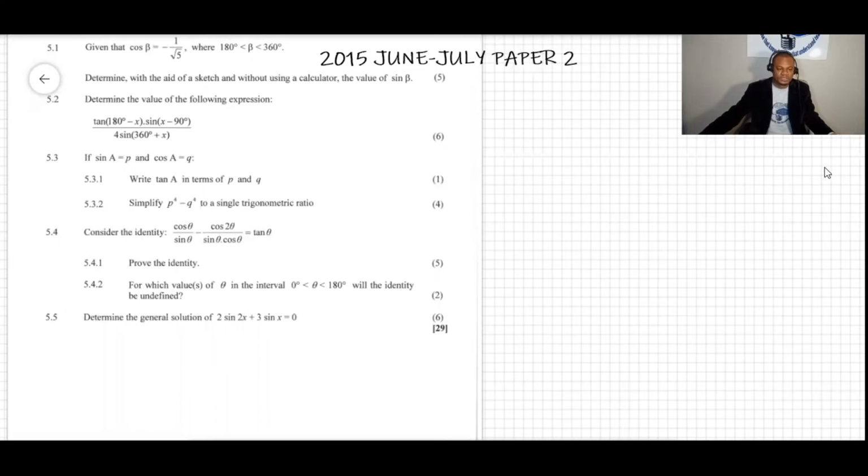Right. The question says, determine the general solution of 2 sine 2x plus 3 sine x equal to 0. Okay, we want the general solution of this equation. So we're looking for this question. We're doing question 5.5. So we're looking for the general solution for 2 sine 2x plus 3 sine x equal to 0.